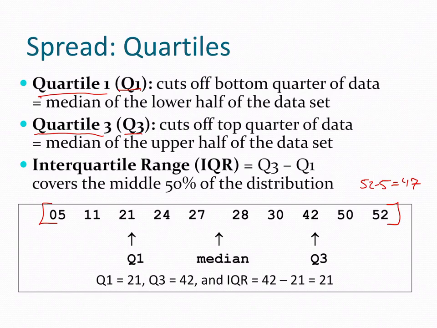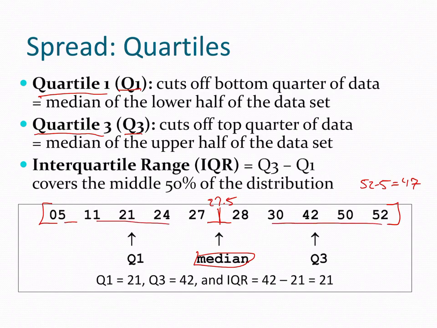So first thing when we do quartiles, you're going to want to find that median, right? And we found the median before. It's the value we found here, which is 27.5. The median would be here. What this does is it actually divides the data set in half, right? There are 5 numbers on this side, 5 numbers on this side.